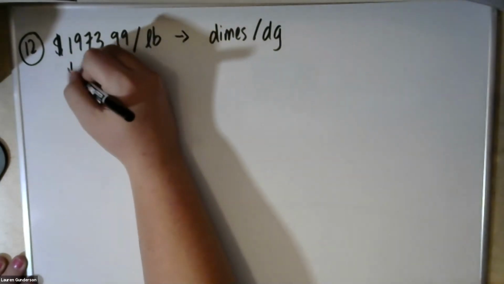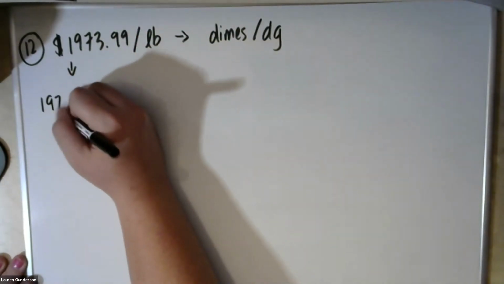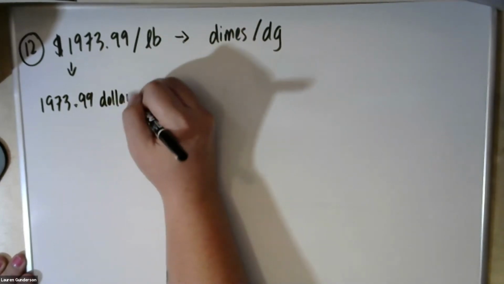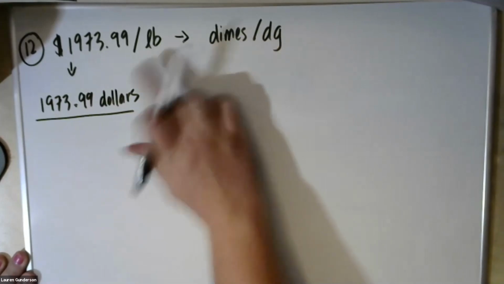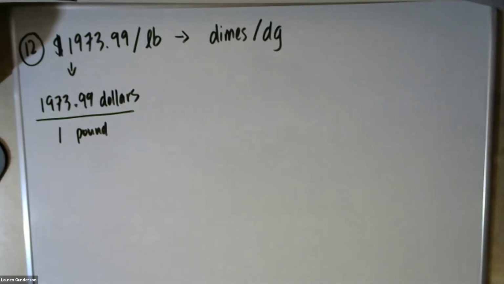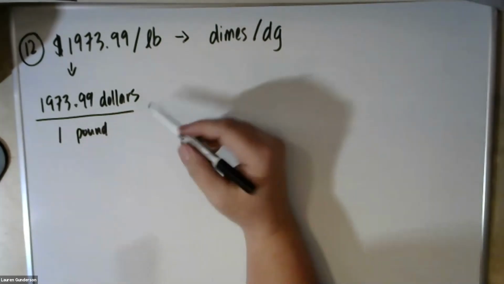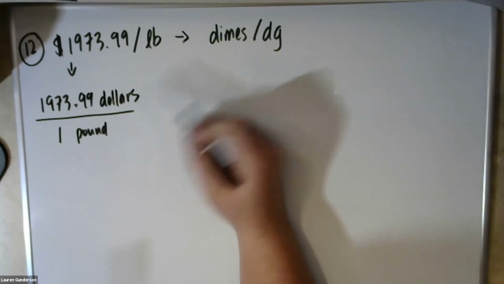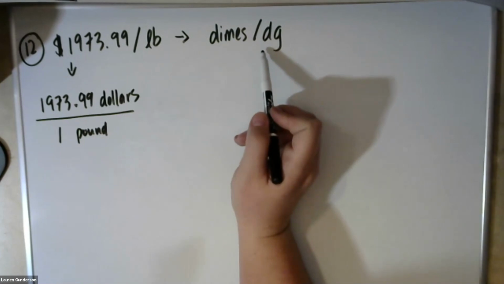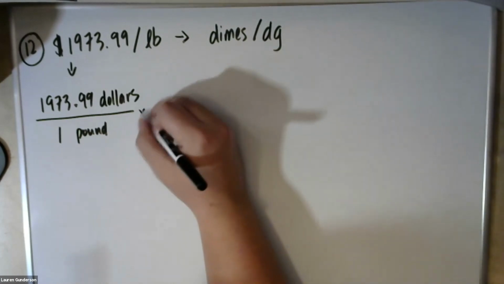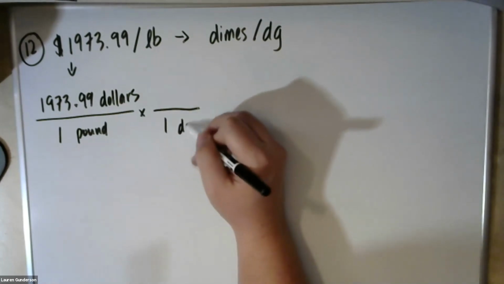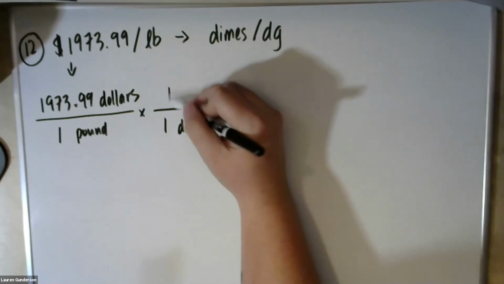So I'm going to rewrite this as $1973.99, and that's going to be over 1 pound. Okay. Now I'm going to be focusing on converting this dollars value in terms of dimes and this pounds in terms of decigrams. Okay, so I'm going to start off with dollars. I know that in every $1, I have 10 dimes.